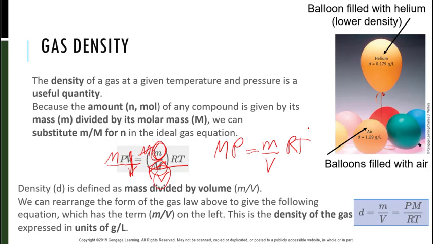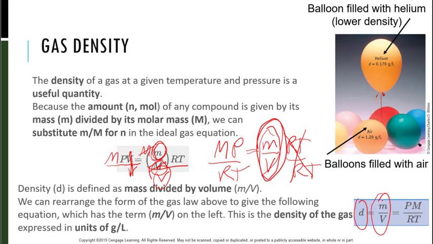But I want m over V by itself to solve for density. Density is mass divided by volume. So let's get rid of RT. That gets rid of that. So now I'm left with m over V, which is density, is equal to MP or PM divided by RT. This is going to help us. The density of a gas is going to be in units of grams divided by liters. Mass is grams. Our volume, using our ideal gas law equation, volume is always in liters, so grams per liter.